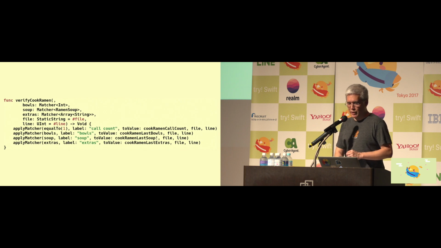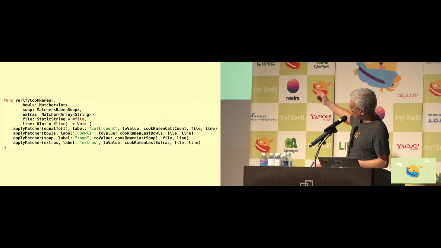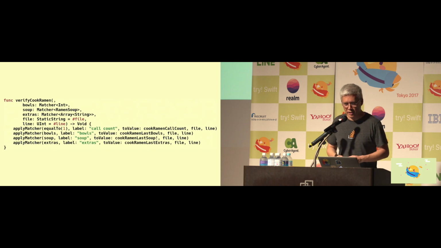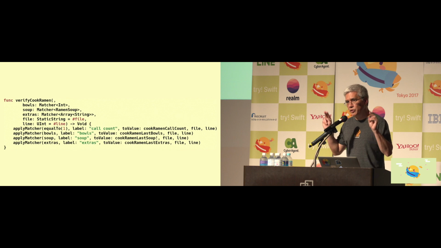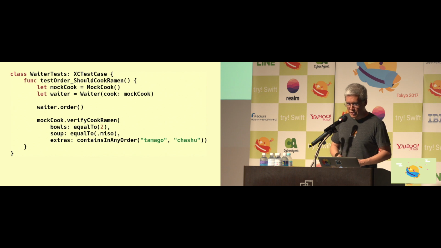So what happens if we use matchers for each parameter in our verify method? This is very similar to the first time we created this helper method, but now we're no longer calling XCTAssertEqual. Even for the call count, which has an implicit expectation of 1, I'm using an equal to matcher. In the test code, we can still test for equality where we want to by using the equal to matcher, but the mock object is no longer restricted to equality.